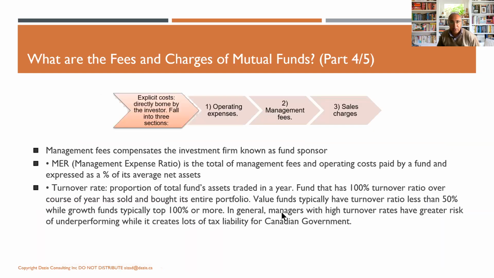And so what does the investor pay for? The investor pays for operating expenses, management fees, and sales charges. So these are both in the MER. MER is management expense ratio, like we saw in the example of the equity fund, 1.74%. That is the total of management fees and operating costs paid by a fund, and it is expressed as a percentage of its average net assets. Every fund has a MER.